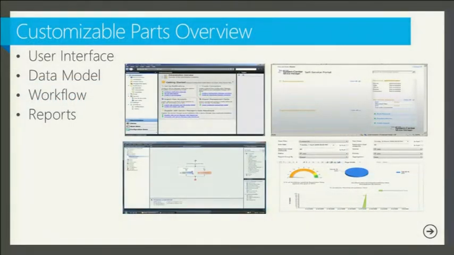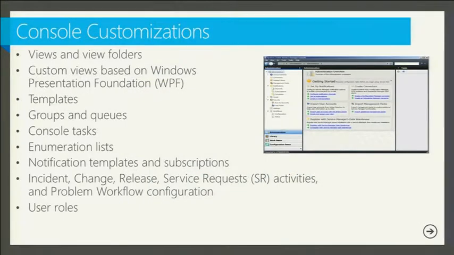Looking at it from a high level, our Service Manager consists of a user interface, data models contained in the CMDB. We have the workflows that drive the product internally, also doing automation externally. And we have reports. If we divide the product into those 4 areas, every single one is customizable. So if we start with looking at the console, which makes up the bigger part of the UI, you could do things like create views, which basically filter out objects from the CMDB.